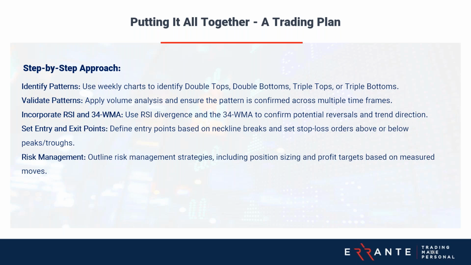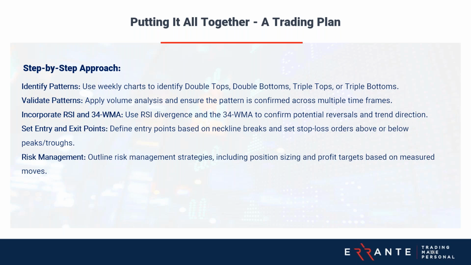And also incorporate RSI and moving averages. With the pattern identified and validated, the next step is to incorporate technical indicators to spot the precise entry point, like the RSI and 34 WMA as we discussed. Use RSI to check for divergence, bearish divergence for double tops and bullish divergence for double bottoms, which is a very, very reliable confirmation tool for all reversal patterns, and this will help confirm the potential reversal indicated by the pattern.